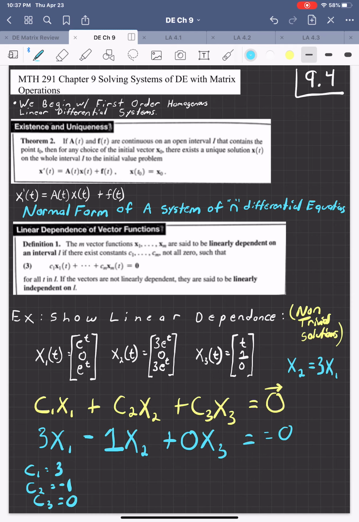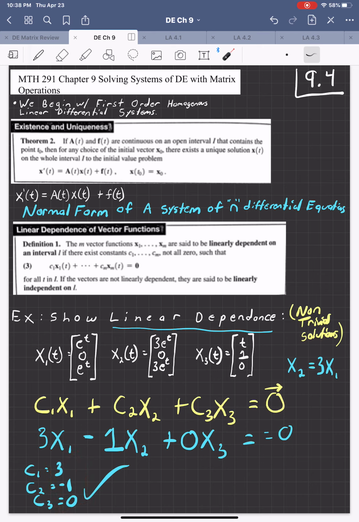So we have shown linear dependence at this point, because we have shown that there is at least one other way of getting to 0 besides choosing all zeros for the scalars. It's okay to have a 0 as a scalar. You just can't have all zeros, because then you would just have the trivial solution.